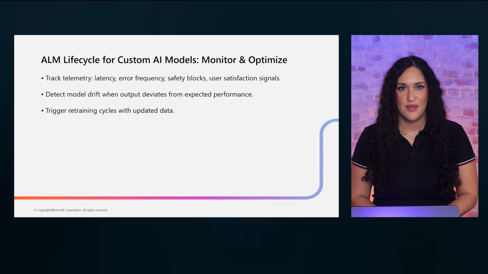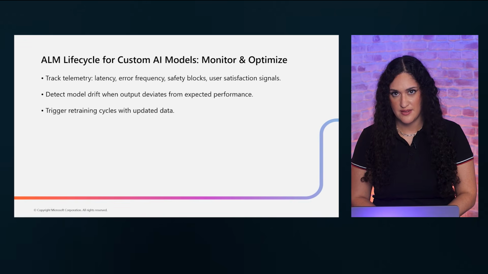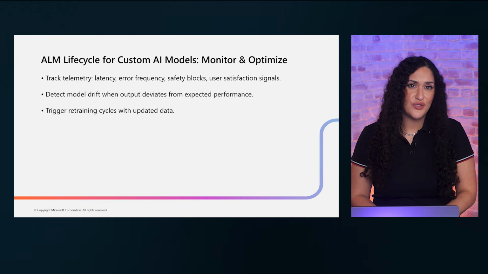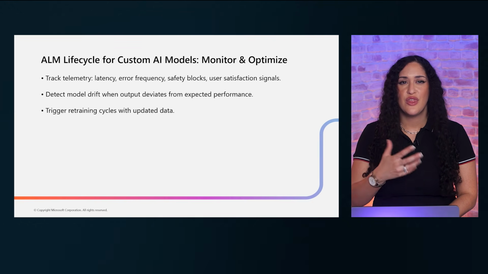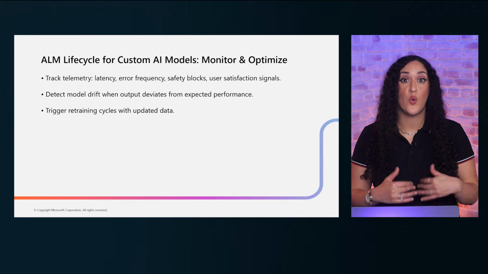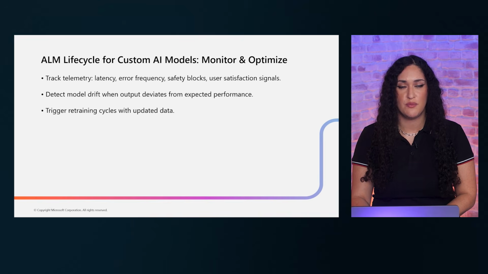Monitoring and optimization keep your model performing well over time. Track telemetry, including latency, error frequency, safety blocks, and user satisfaction signals. Detect model drift when output deviates from expected performance baselines. When drift is detected, trigger retraining cycles with updated data to bring the model back into alignment. Model drift is inevitable. Data distributions change, user behavior evolves, and the world itself shifts. The question is not whether drift will happen, but how quickly you detect and respond to it. Build your monitoring to catch drift early before users notice.